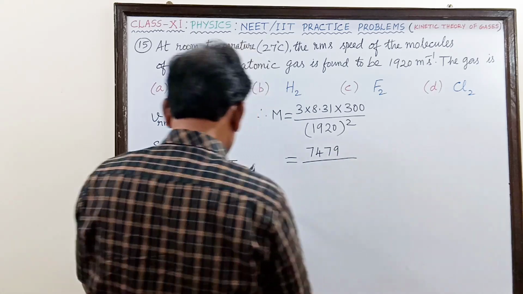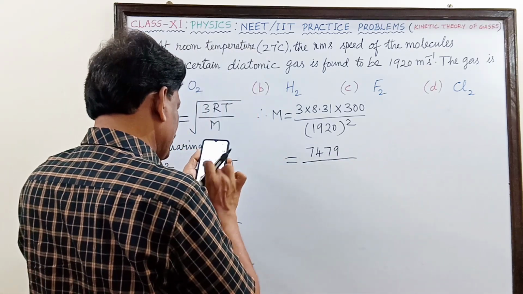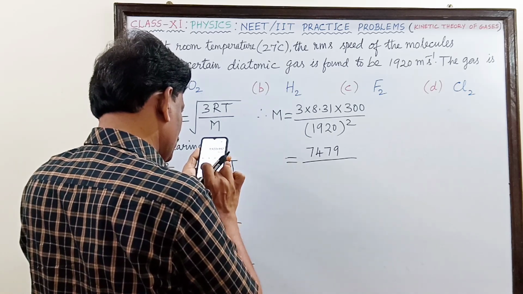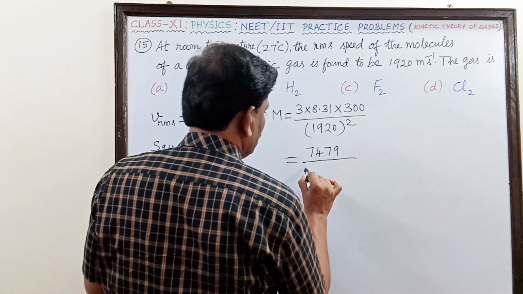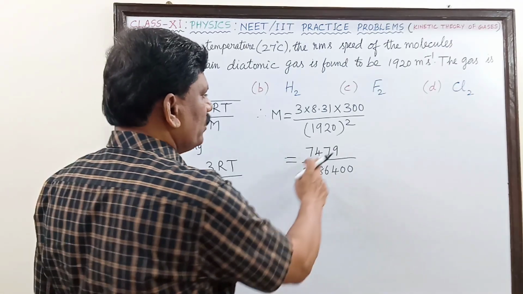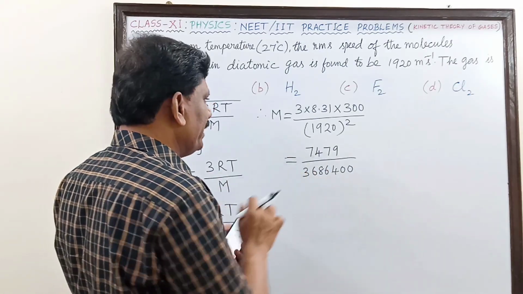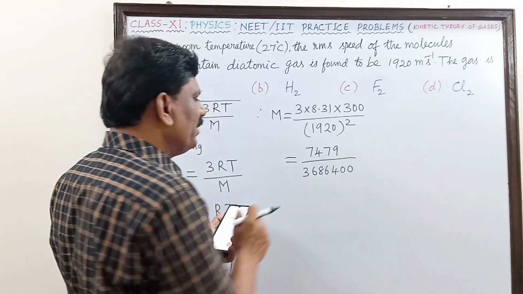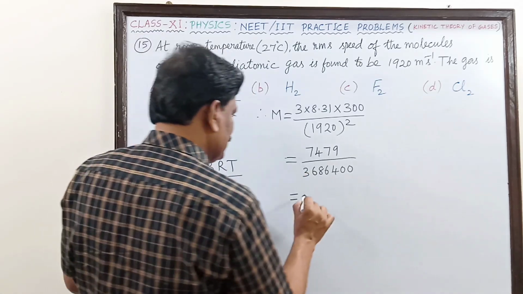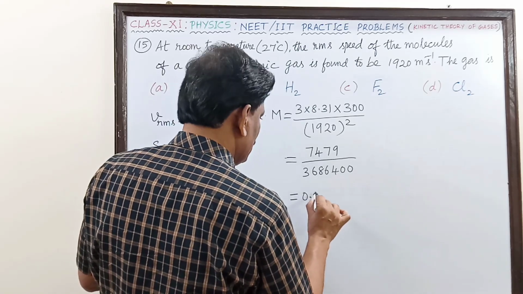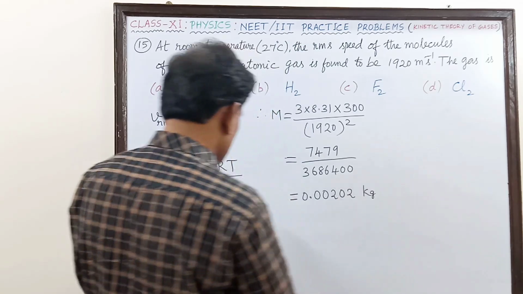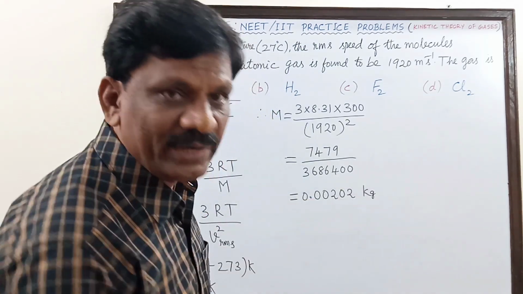7479 divided by 1920 whole square. So 1920 squared is coming as 3686400. So now if we divide this value 7479 divided by 3686400, we get this is equal to 0.00202 kilogram. So this is the calculated value.